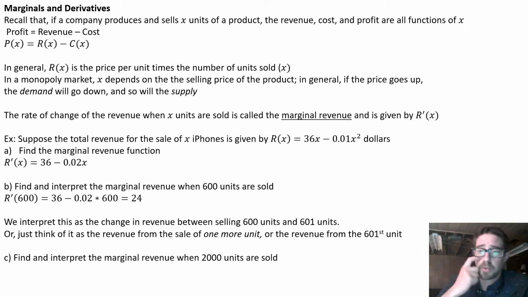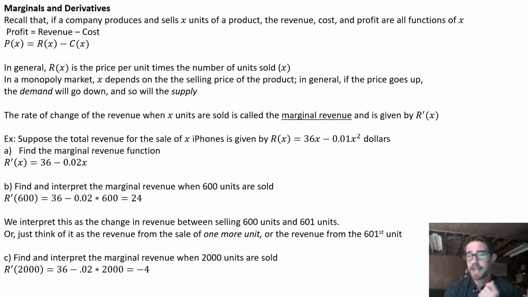Repeat the process with 2000. So just R prime of 2000, that's easy. And you get 36 minus 0.02 times 2,000, which is negative 4. So let's think about this. Your marginal revenue is now negative, which means at some point the revenue is going to start to go down. The revenue will still be positive. You're not losing money, but it'll be less than it was before.